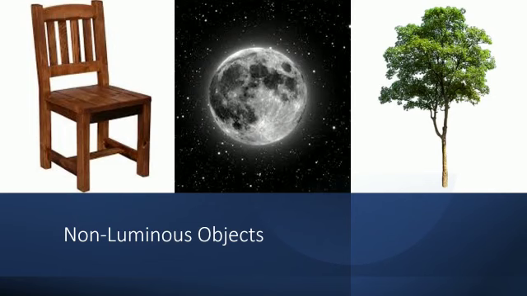Non-luminous objects. These objects or materials are not sources of light. They do not emit light. Examples: chair, table, moon, plant, books, etc.